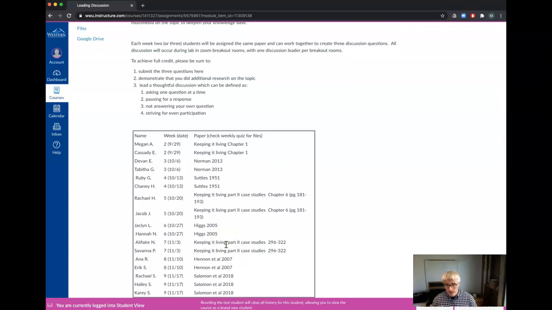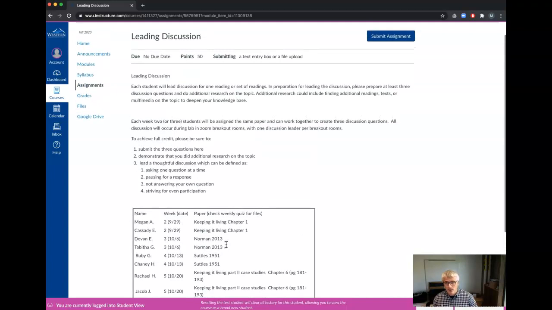I'll show you where to find these papers in a second, but the purpose of leading the discussion is you will have read that paper, you will have brought in additional information, so based on the topic, research something else and show that you've done some additional work, and then formulate 3 questions which you'll ask to your peers.